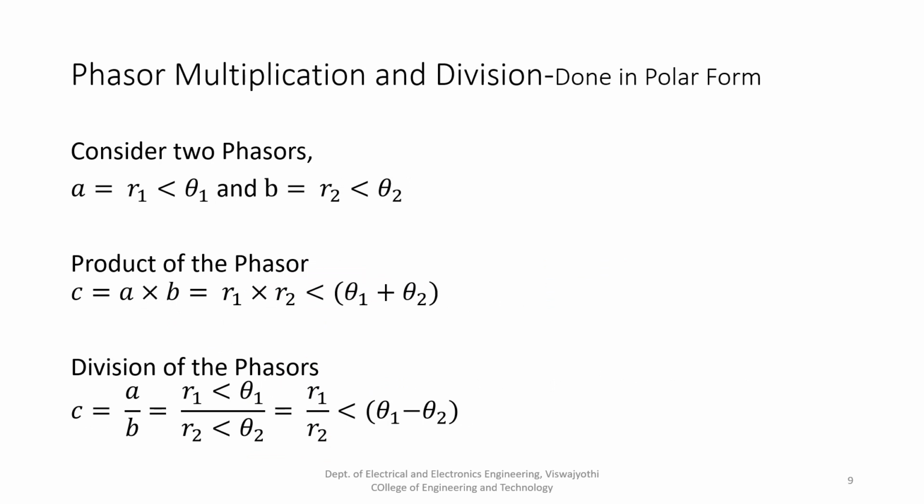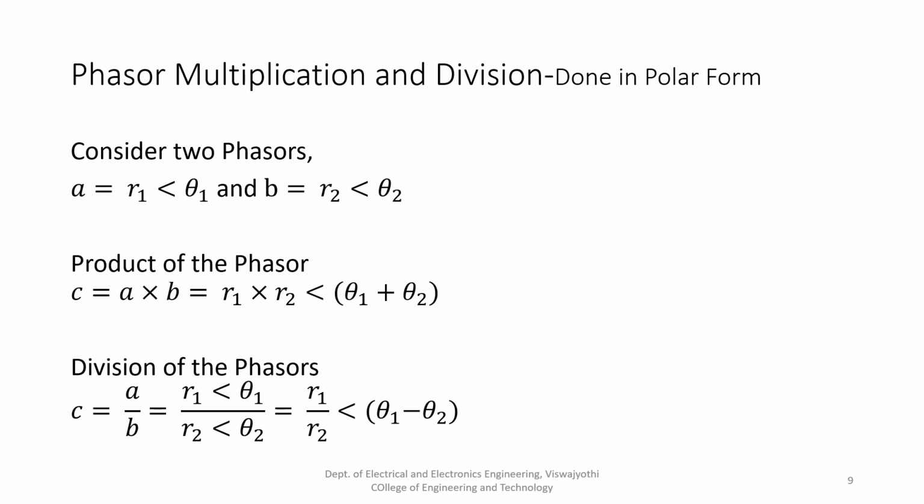Now the phasor multiplication and division. The multiplication and division of phasors are done in polar form, which is the easiest form to perform multiplication and division. Consider two phasors, phasor A, which is equal to r1 angle theta 1, and phasor B, which is equal to r2 angle theta 2. The product of two phasors, that is, C equals A into B, is given by r1 times r2 angle theta 1 plus theta 2.